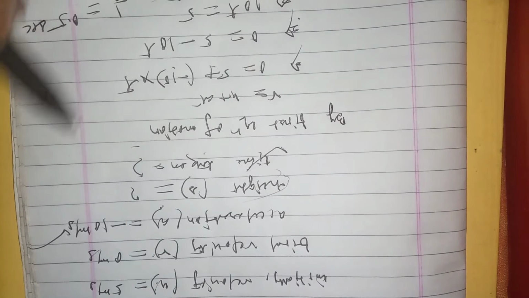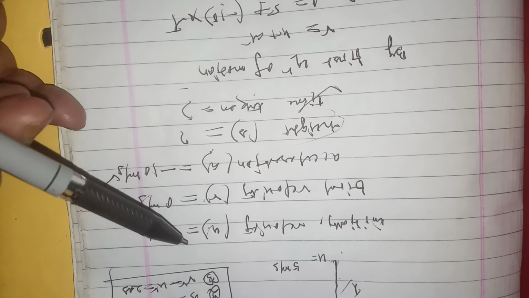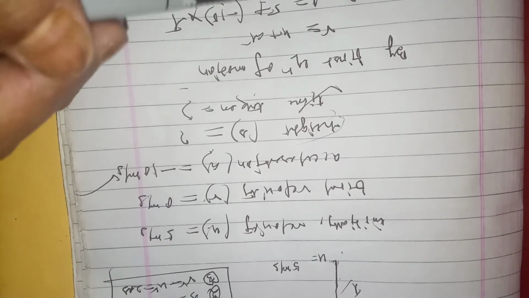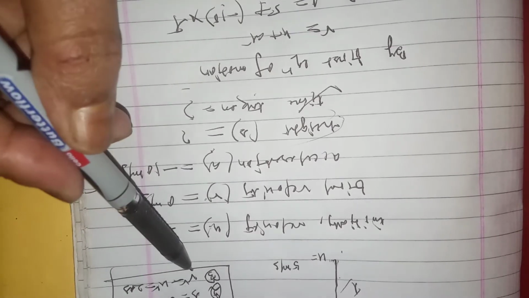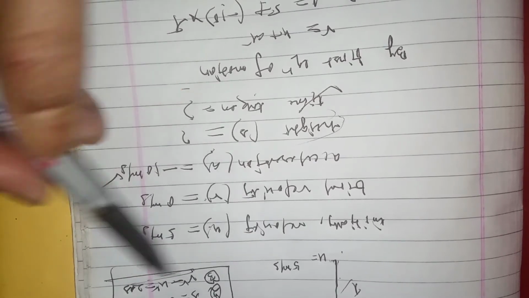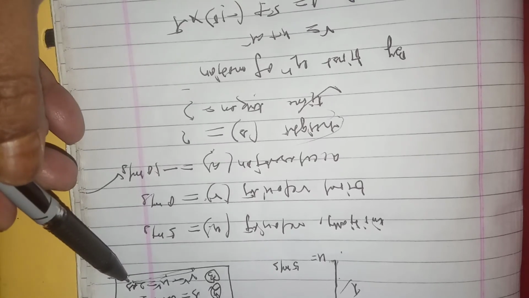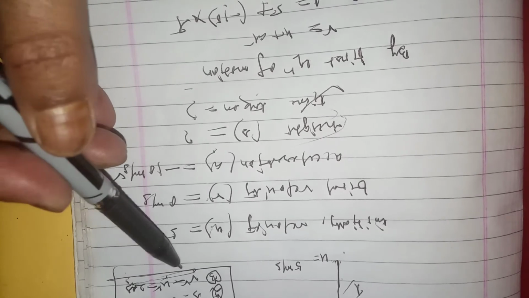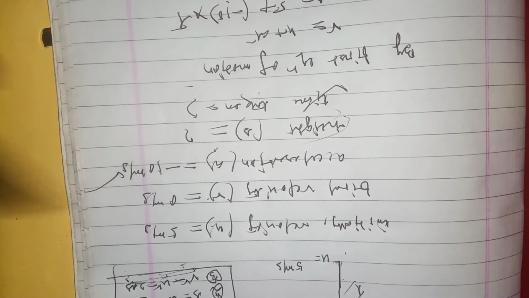Now we have to find out s. We have u, we have v, we have t, and we need to find out s. If we apply this formula, v we have, u also we have, acceleration also we have, and s we don't know. So one quantity we don't know, so from this equation we can easily find the height. So we apply the third equation of motion.